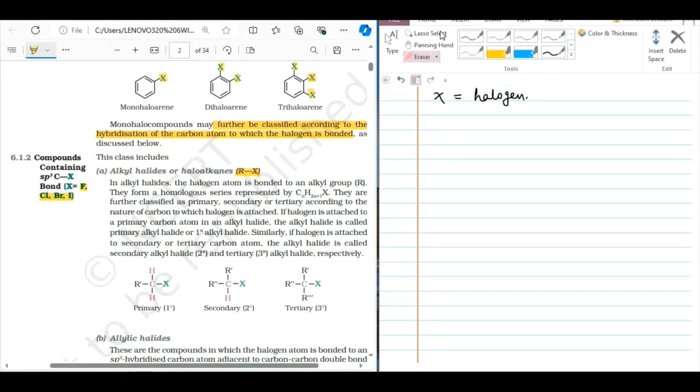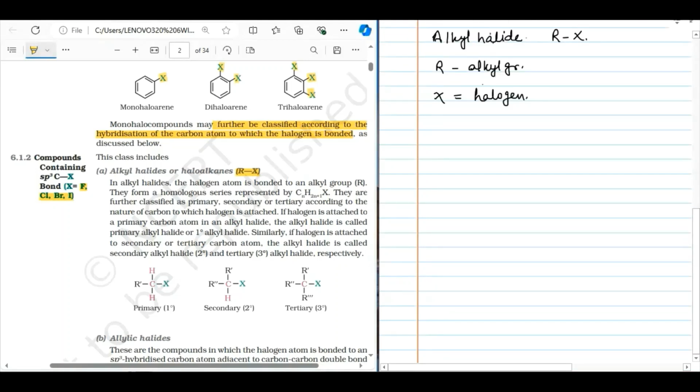In alkyl halide, halogen atom is bonded to the alkyl group. They form homologous series represented by CnH2n+1X. So let's derive this formula.